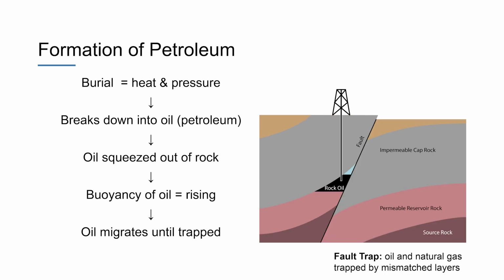And this is an example of a fault trap. If you recall the video on plate tectonics, a fault is a boundary between plates. So this can cause the layers of rock to not quite line up, which means that if there's permeable rock next to impermeable rock, then there might be these nooks that oil and natural gas can get trapped in.